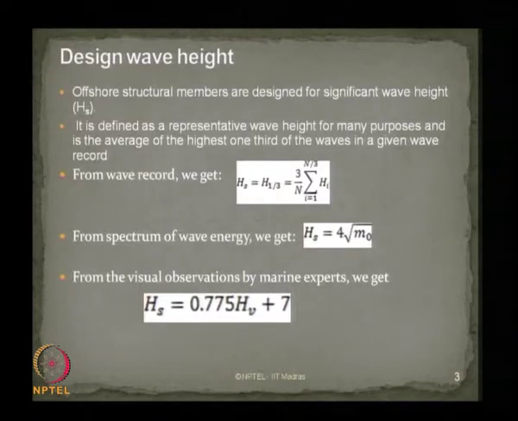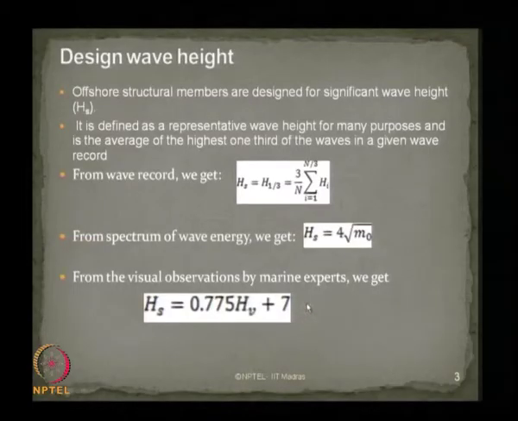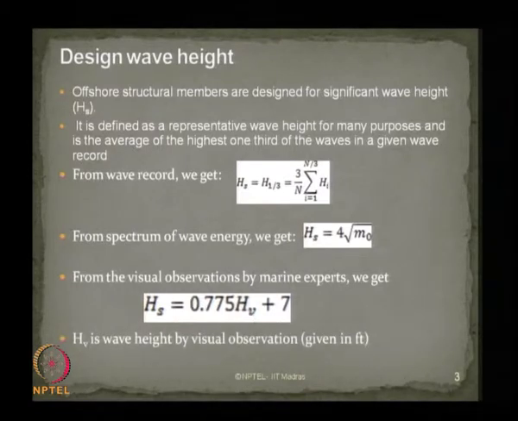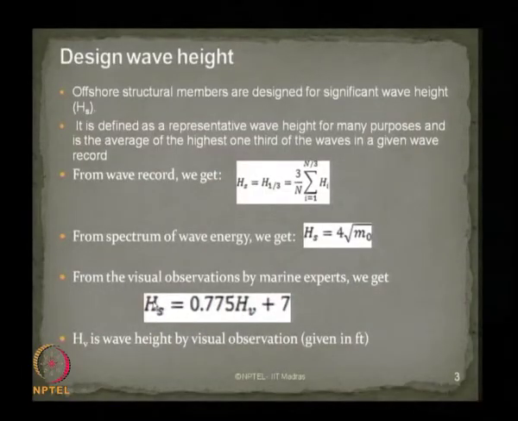Also, if you have visual observation records of wave height measured in feet, then approximately from visual observations, marine experts also calculate significant wave height using this expression, where HV is nothing but the wave height made by visual observation, and that value is given generally in feet. Therefore, the conversion of feet into meters will be taken care of by this multiplier and this constant. So, if you are able to visually observe the wave heights in feet, then simply use this expression to find the significant wave height in meters.